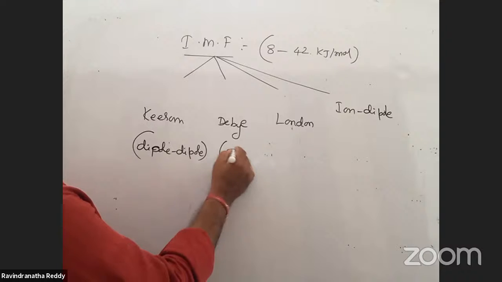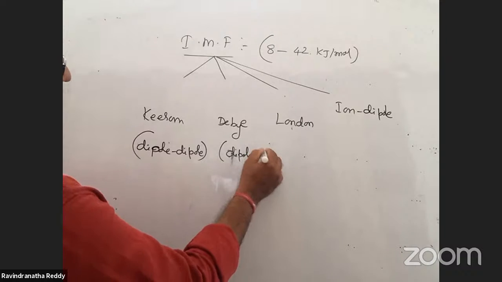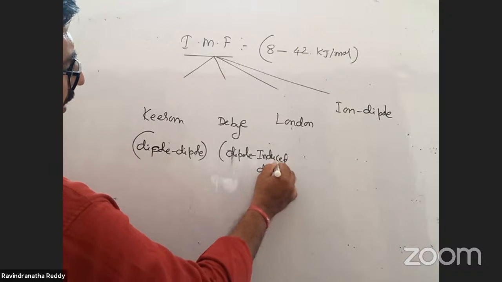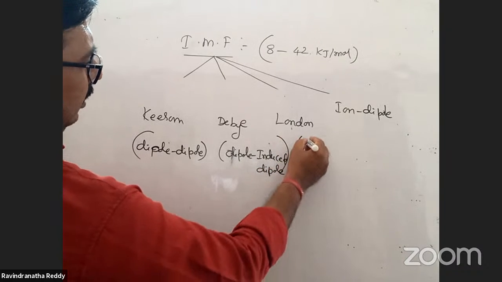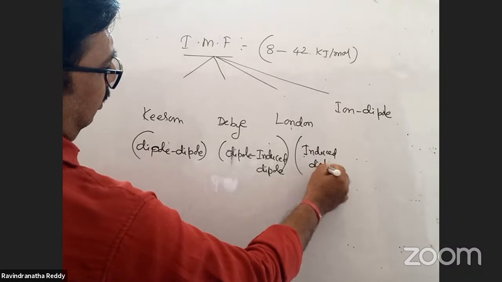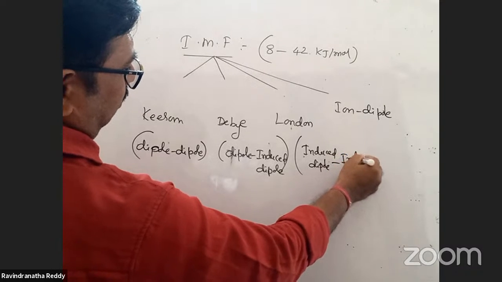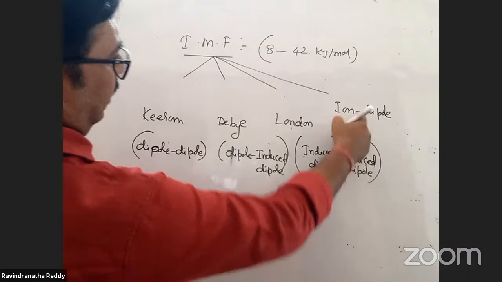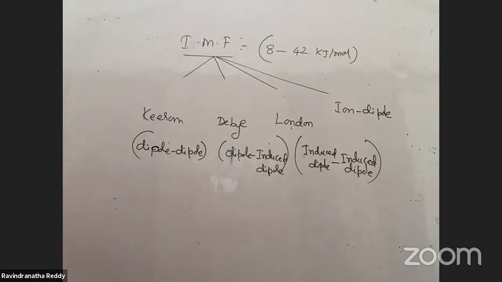The second one is dipole-induced dipole, which is called Debye forces. The last one is induced dipole-induced dipole, which is called London forces. And there is also ion-dipole. These are the different names: Keesom forces, Debye forces, London forces or dispersion forces, and ion-dipole interactions.